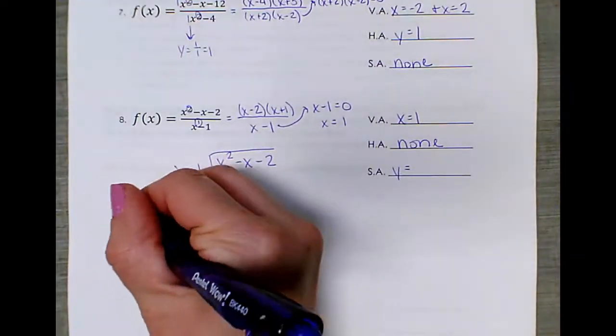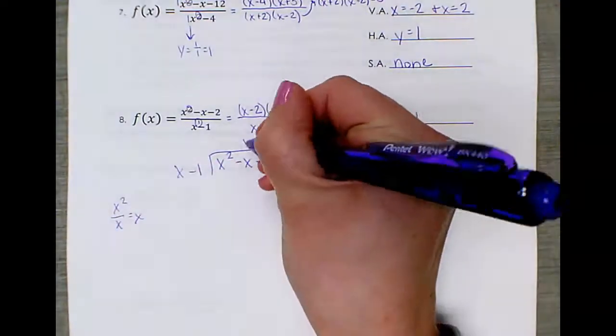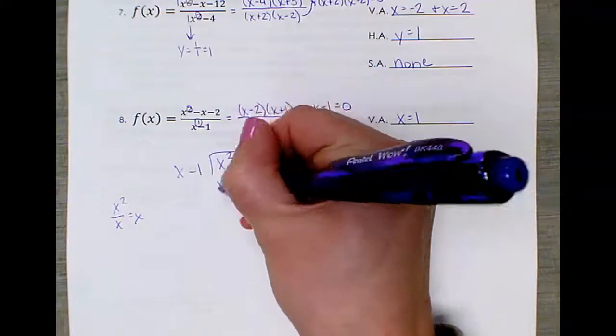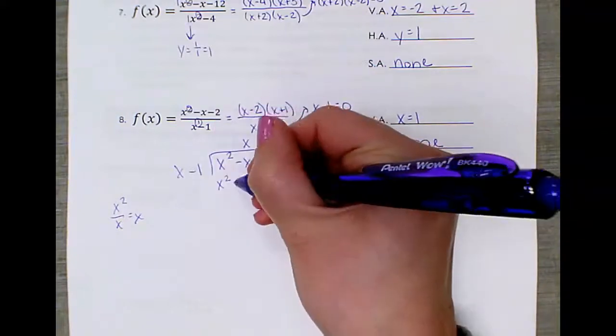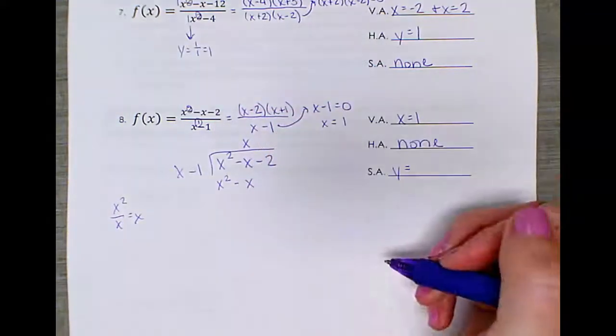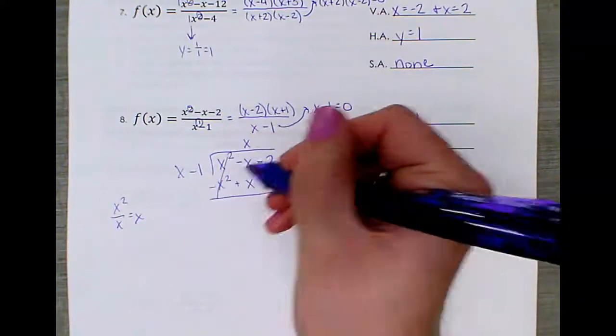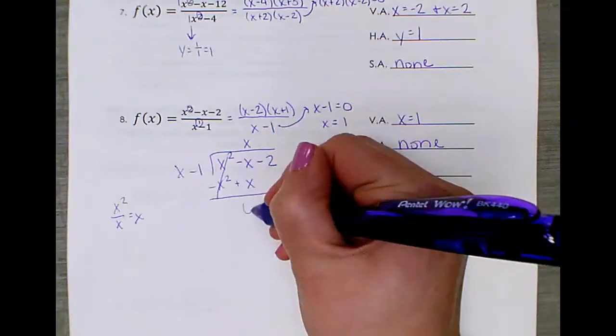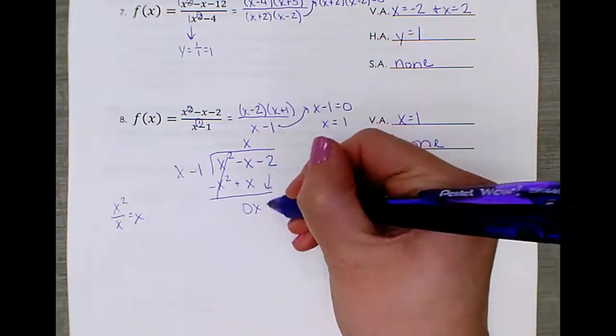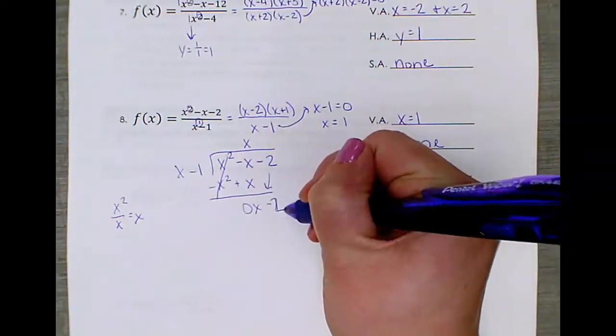X squared divided by x is x. X times x is x squared. X times negative 1 is negative 1x. Draw the line, change both signs. These cancel. These also cancel. There's 0 x's. Bring down my minus 2.